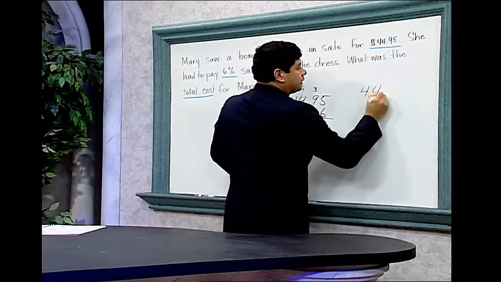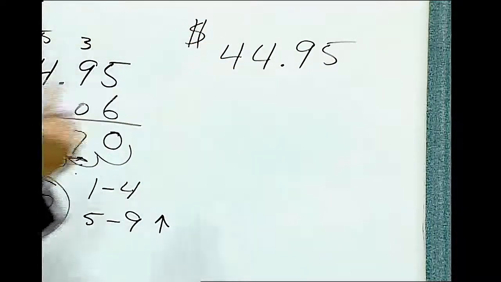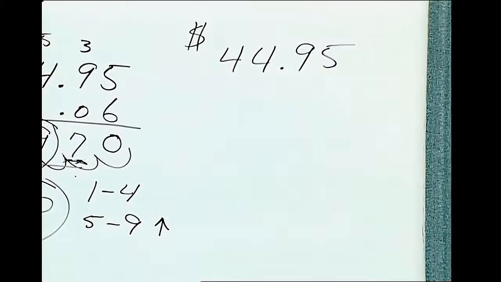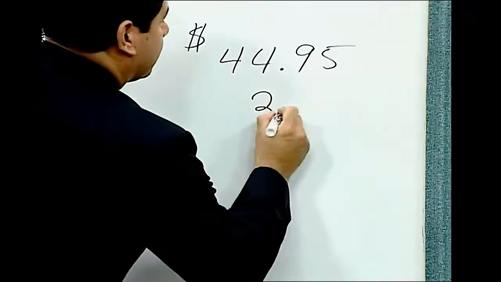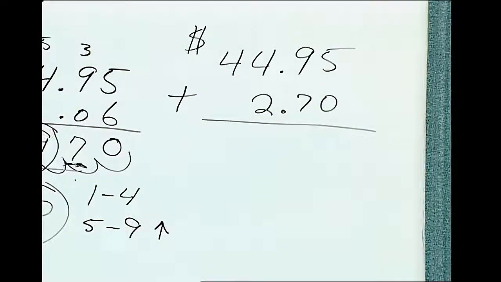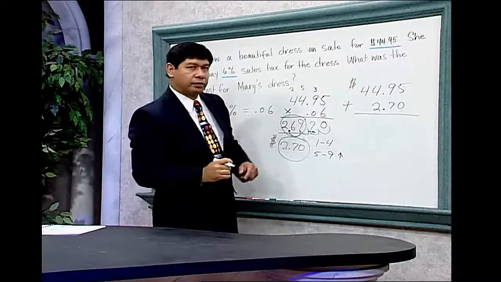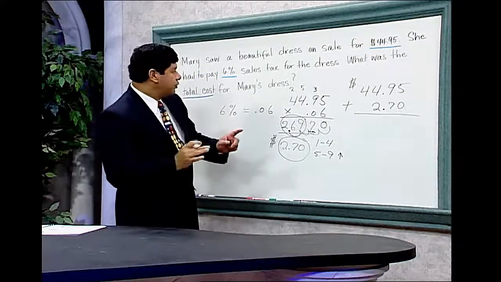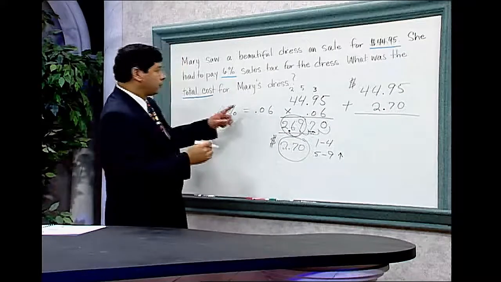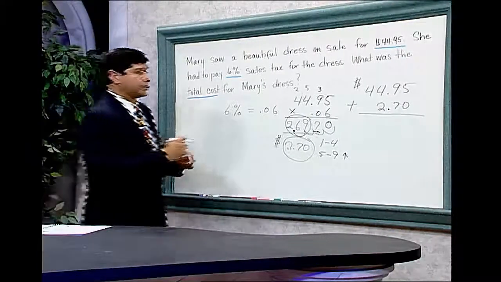Well, the cost of the dress, again, was $44.95. And to that amount, we're going to add the tax amount, which was $2.70. Let us do that. So let's look at what we've done so far. We have the total amount of the dress, which is $44.95. And to that, we're adding the tax amount, which is $2.70. And that will give us the total cost. That's what we're aiming for, the total cost.